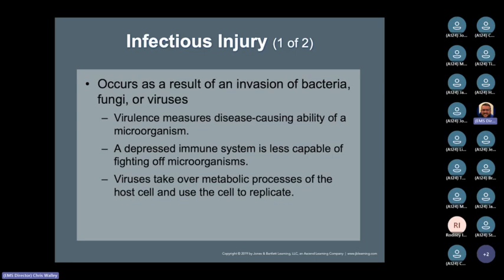Infectious injuries occur as a result of the invasion of bacteria, fungi, and viruses. With a depressed immune system, the body is less capable of fighting off microorganisms. We talked about that the other night, and we think about pediatrics. They do have a depressed immune system because there's not enough in their immune systems yet to help fight that. White blood cells release endogenous pyrogens. Some viruses take over the metabolic process of the host cell and use the cell to replicate. A virus consists of a nucleic acid core, either RNA or DNA.